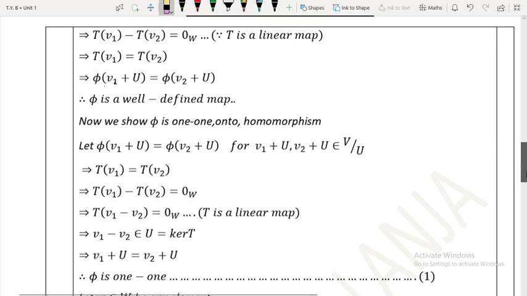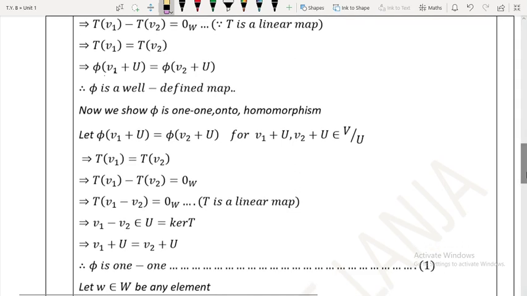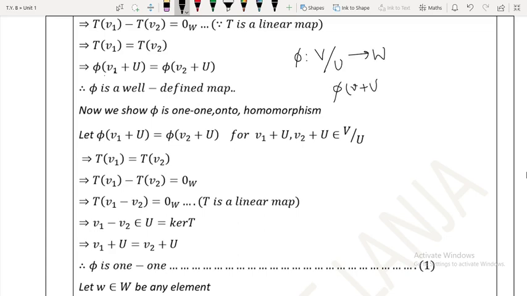Okay, now we have to show that phi is onto. Phi is defined from V mod U to W, and how is it defined? Phi of V plus U is equal to T of V. Remember what T is: T from V to W is onto, underline this word, it is an onto linear transformation.